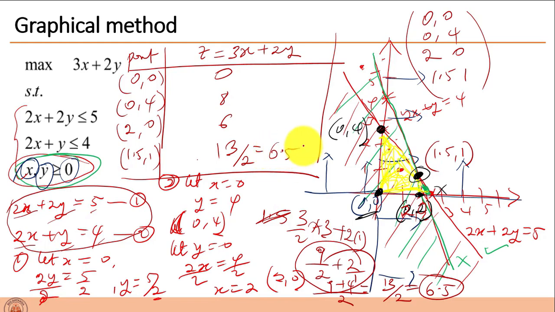Okay. So which of them will give us the maximum? The maximum will come from here. So use 4 of the y's and don't consider the x, and you will get a maximum profit of 8. This is how we solve using the graphical method.